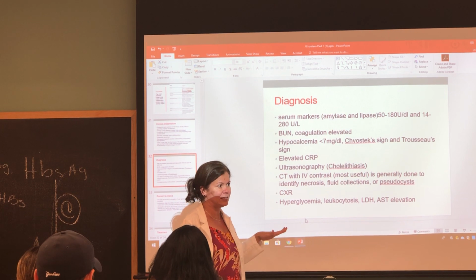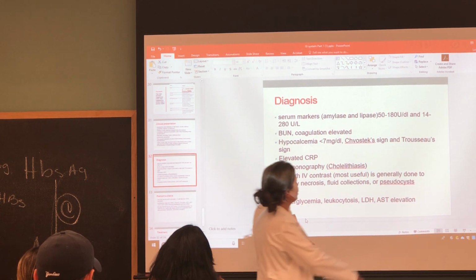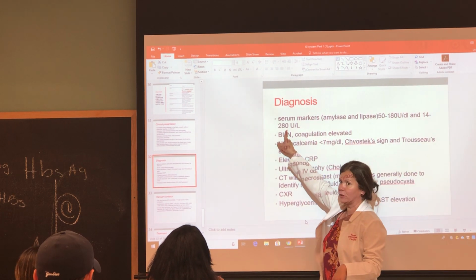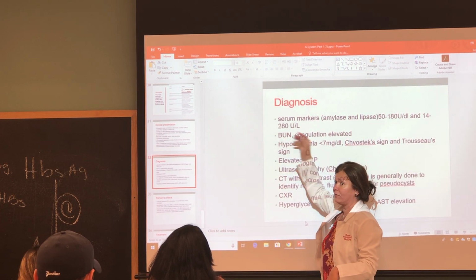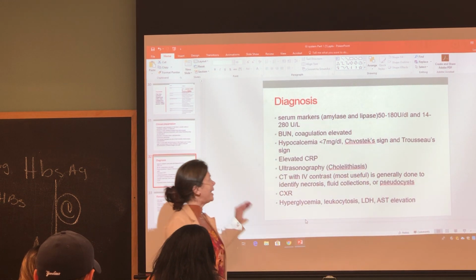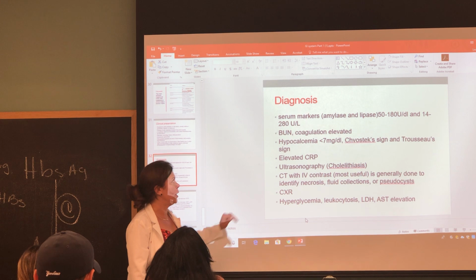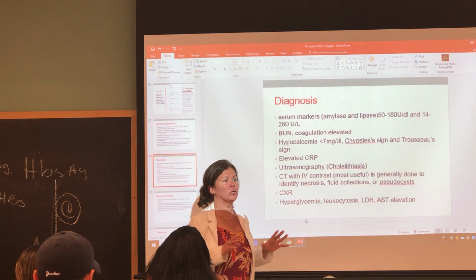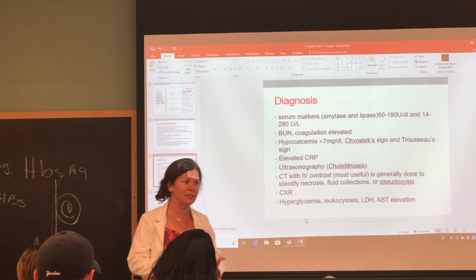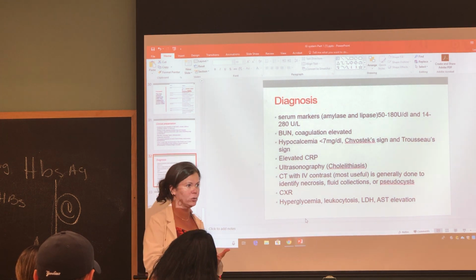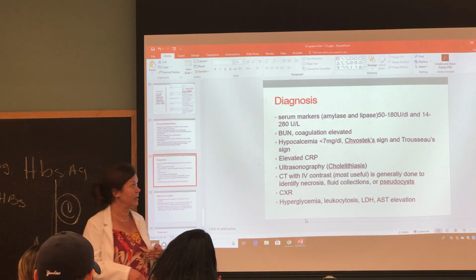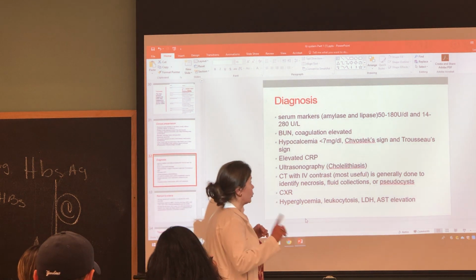Remember that amylase is sensitive, but it's non-specific. But the patients would have a lipase, this is the normal value, 14 to 280, okay? They're going to have severely elevated values, more than 280, of course. Now, what else can the patient have? Well, because of the major electrolyte shift that is happening at the level of the intestine due to pancreatitis, the patients can have hypocalcemia, okay? And that's an indication of poor prognosis.